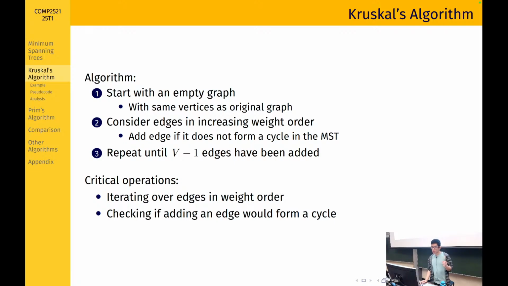In order to analyze Kruskal's algorithm, there are two critical parts which cost the most. First, there is the problem of iterating over the edges in order. How do we sort the edges so that we can check them in increasing order? And how do we check if adding an edge would create a cycle? Because that might involve some kind of graph traversal.